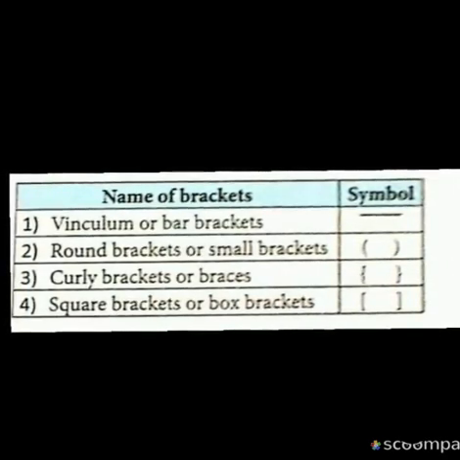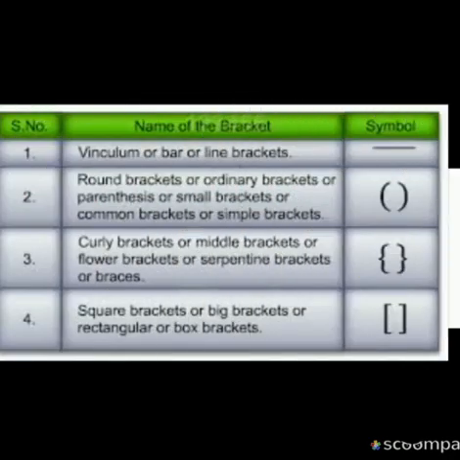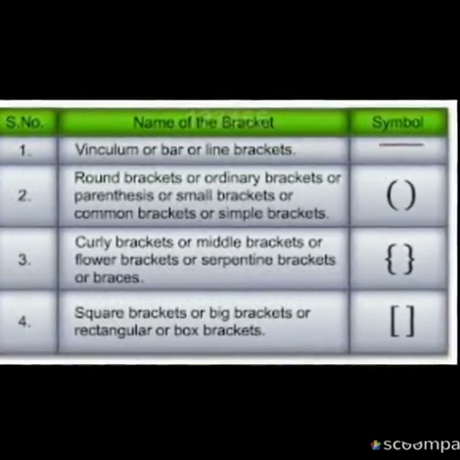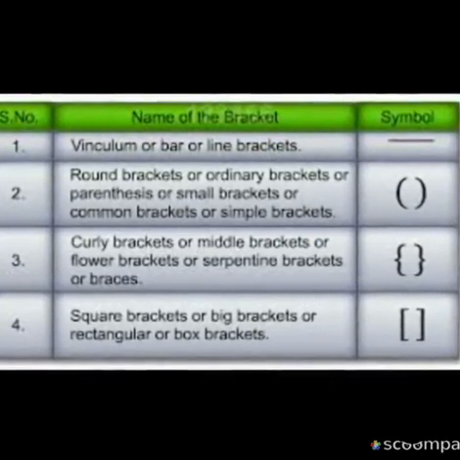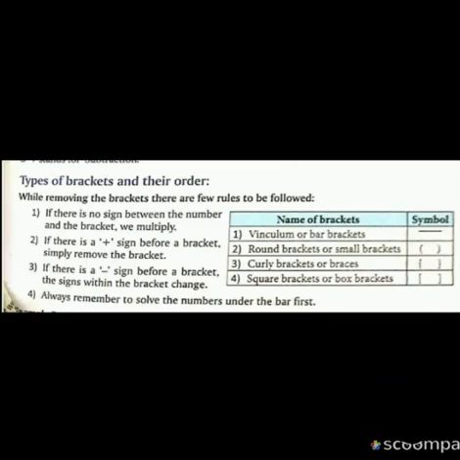Then second is round bracket or small bracket. After vinculum, if there is a round bracket in the question, you have to solve that. Now third is curly bracket or braces, and fourth and the last is square bracket or box bracket. While removing the brackets, there are a few rules you have to follow.